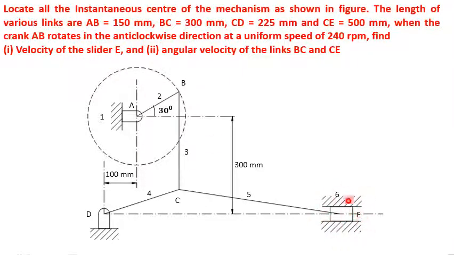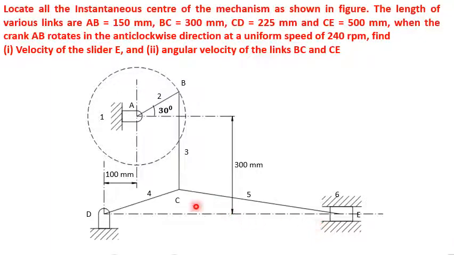We need to find the linear velocity of this slider and the angular velocity of the link BC. So for this link BC, we need to find omega BC, or omega 3, because this is link number 3, and the angular velocity of link CE. So we need omega 3, omega 5 and the velocity of this slider E. This is the statement of the problem and this is the given figure.